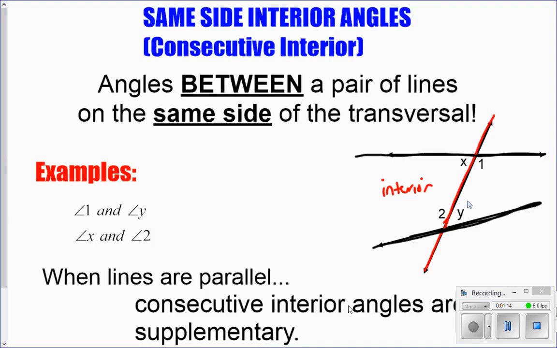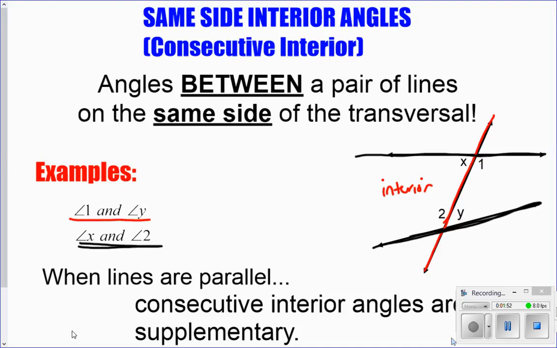So I can see that angle X and angle 2 are on the interior, and they're on the same side. They're both on the left side of the transversal. That means that angle X and angle 2 are what we call same side interior angles, or consecutive interior angles. The other pair of same side interior angles would be angle 1 and angle Y. For the same reason, they're both on the right-hand side of the transversal and on the interior of the two lines. So angle 1 and angle Y are same side interior angles.